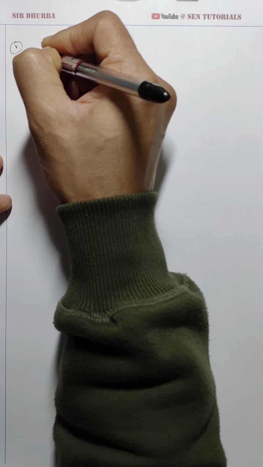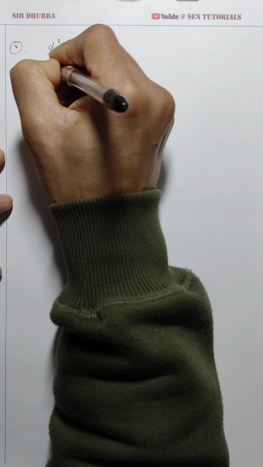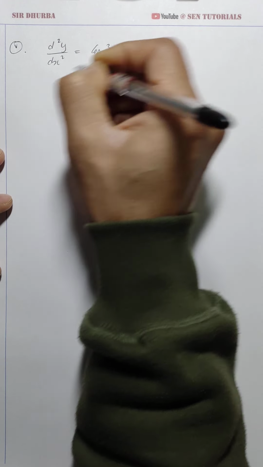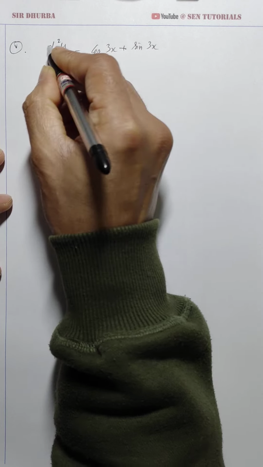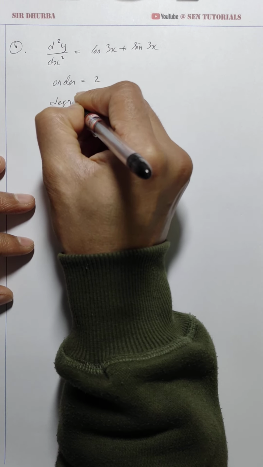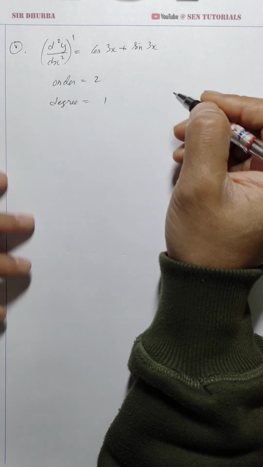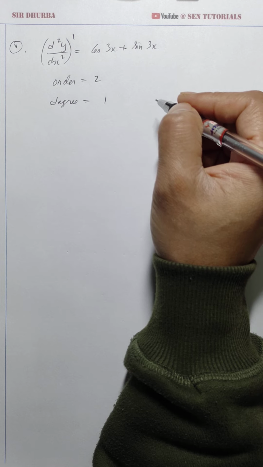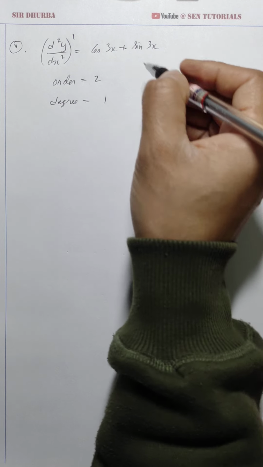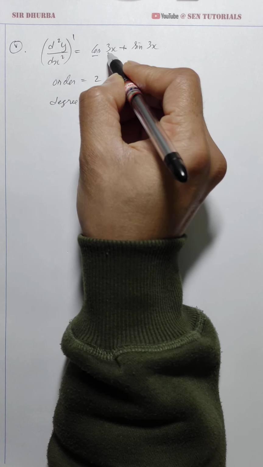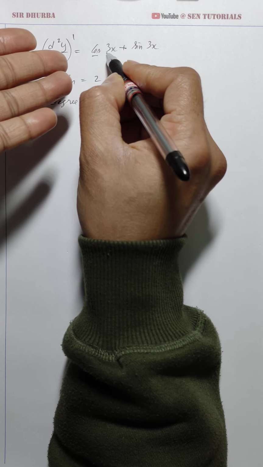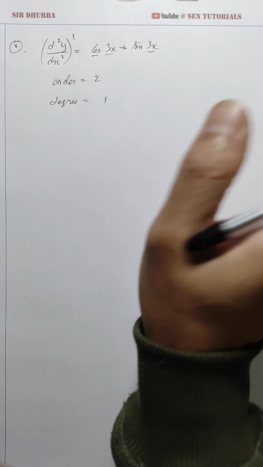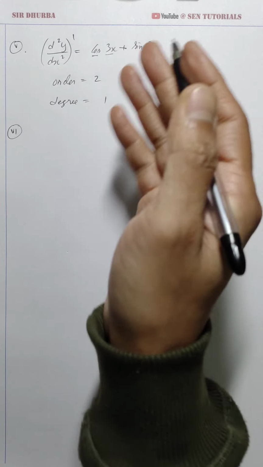5. That was 4, right? 5. d square y by dx square is equal to cos 3x plus sin 3x. No problem here, I believe. What will be the order? Highest order derivative 2. Degree 1, because its power is 1. Because cos here is not expressed in differentials, no, dy by dx, no, it's expressed in a variable only. So that's okay, no problem. It should just not be applied on differentials.